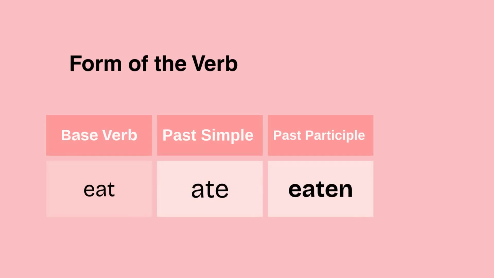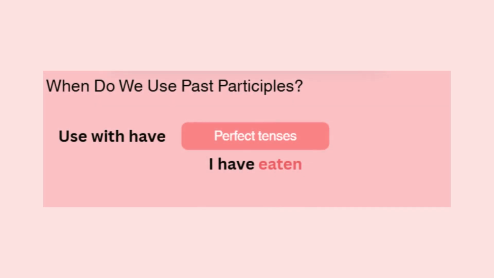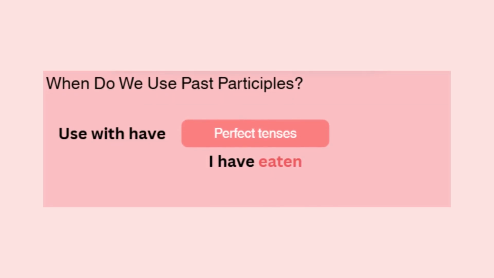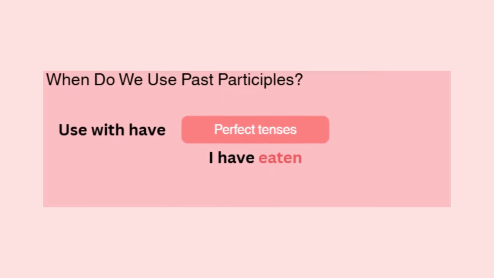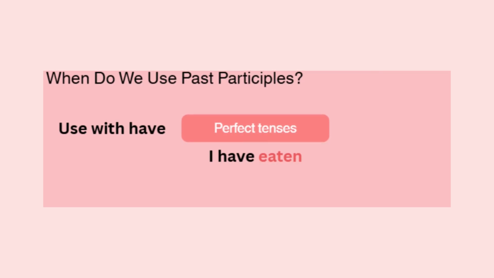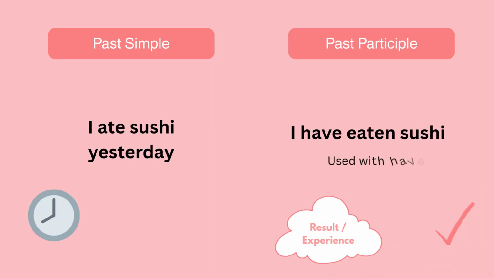So let's have a quick recap. The past participle is a form of the verb, like eaten or gone or played. You'll see it usually with have or has in perfect tenses. I have eaten or she has gone. It's used to talk about experiences. For example, I have eaten sushi.